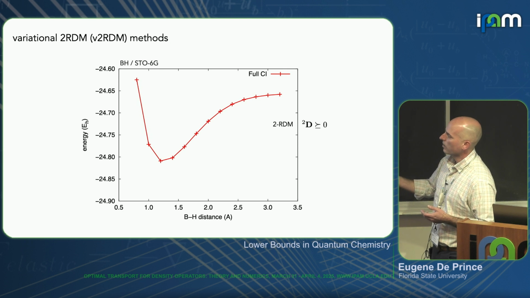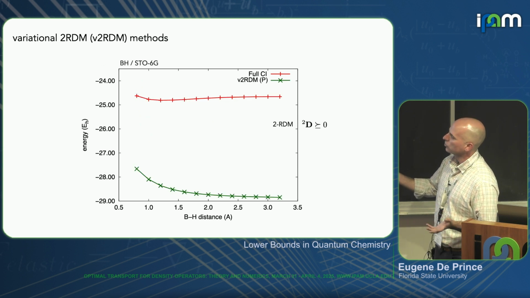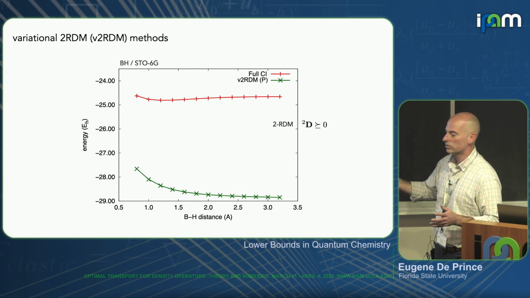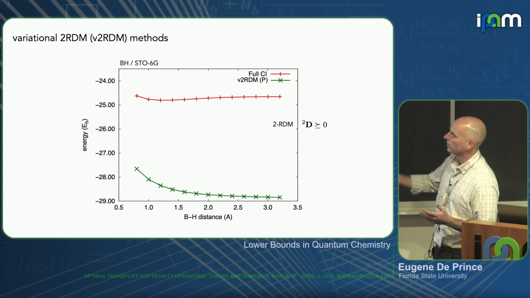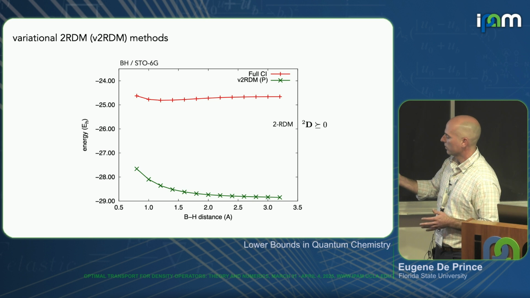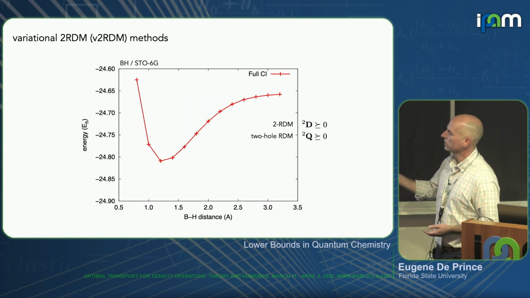And if I carry out an optimization with the constraints on the previous slide, imposing non-negativity of the eigenvalues of this density, then what I get is trash. I see that the energy is way too low, which immediately tells you that this density matrix is not N-representable because it's violating the variation theorem. I can't get an energy lower than the full CI energy. And then the shape of the curve is wrong. Everything's wrong. So we're missing something, and that something is additional N-representability constraints.